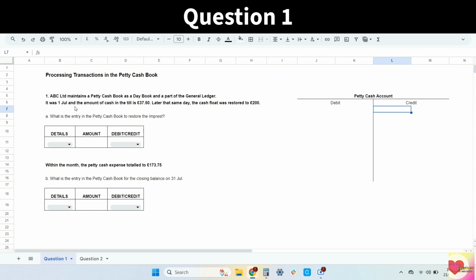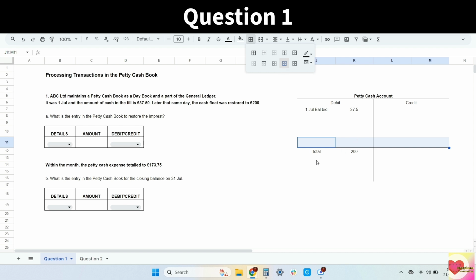It says here, it was 1st of July and the amount of cash in the till is 37.5. So let's enter that into our petty cash book. And later that same day, the cash float was restored to 200. So let's enter the total. It should be 200. And then that same day, which is the 1st of July, let's enter bank.